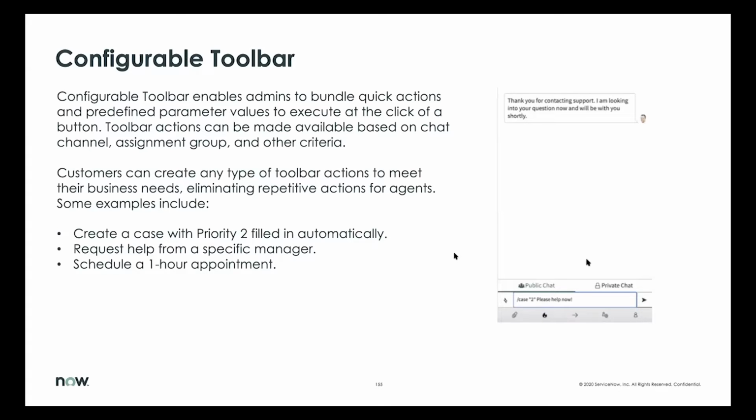One example that I already called out was the way to create an incident. Another might be scheduling appointments. Let's say one of the primary call drivers is end users setting up appointments with your technicians, then you might want to create a toolbar button just for that. Or if you want to request help from specific managers, where you feel that as an agent you always go to this person rather than anybody else, you can create a toolbar button just for that. Those are some of the use cases for creating custom buttons or custom quick actions on the toolbar.